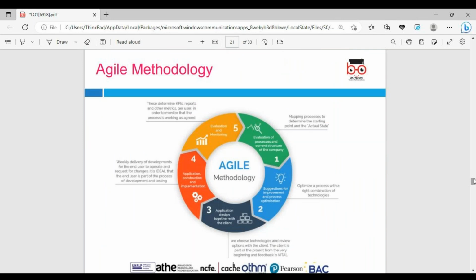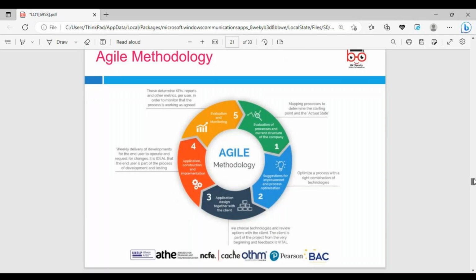Agile is more about how we can reduce wastage. We need to look at managing the process and determining quality. That's the key focus, and the concept came from the Japanese approach. We can look at optimizing the process with the right combination of technology. We ensure the technologies and review options are agreed within the clients. We can look at weekly delivery and development. We should create a Gantt chart and prepare KPI reports.